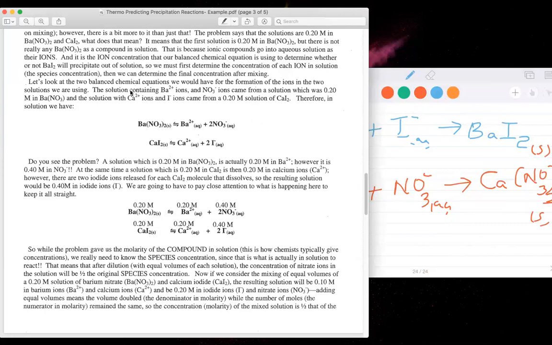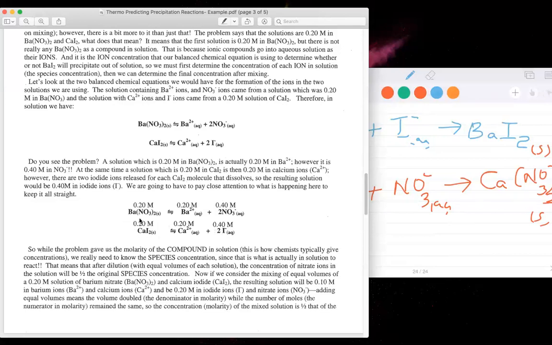It was 0.2 molar calcium iodide. So for calcium, it is 0.2 molar because it's 1 to 1. But for iodide, it is 1 to 2. You're breaking it down into ions. The key thing here is you have to balance the equation. When you split the ions, it's 1 to 2. It's the way you write Ksp, or the solubility equilibria. And then you write the concentration at the top.